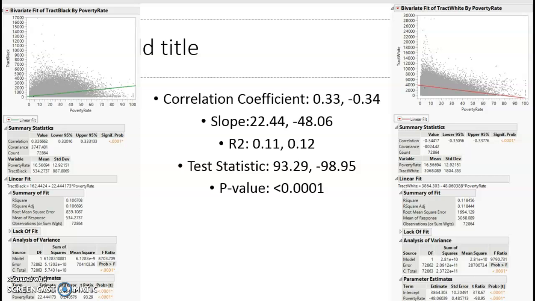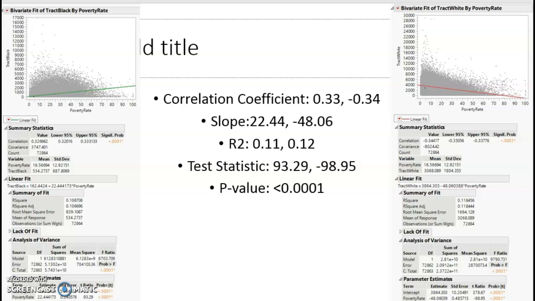The slope for tract black is 22.44. So for every additional 1% increase in poverty rate, the predicted population of black people increases by 22.44. And for tract white, the slope is negative 48.06. So for every additional 1% increase in poverty rate, the predicted population of white people decreases by 48.